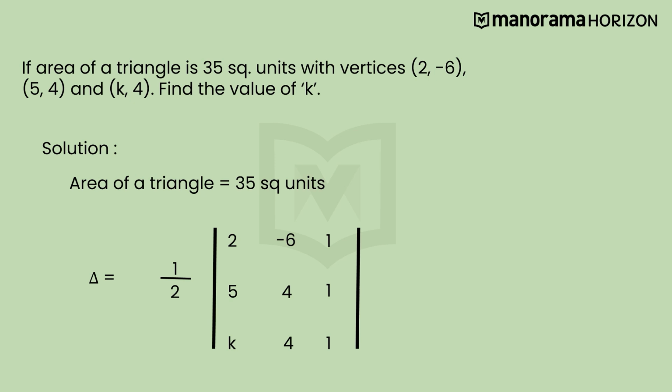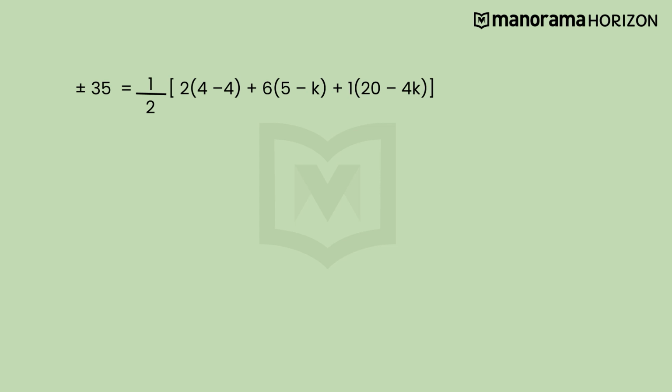Here we need to remember one point before proceeding. When the area is given, one can use both positive and negative values of the determinant for calculation. So we get plus or minus 35 is equal to half into determinant of 2 into (4 minus 4) plus 6 into (5 minus k) plus 1 into (20 minus 4k), which gives plus or minus 70 is equal to 30 minus 6k plus 20 minus 4k.